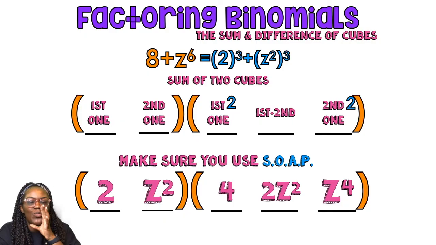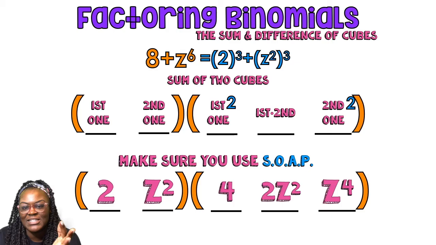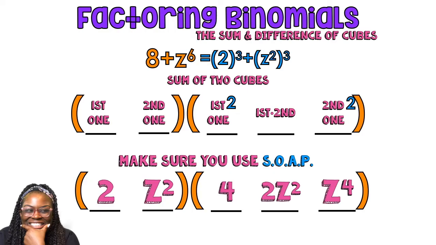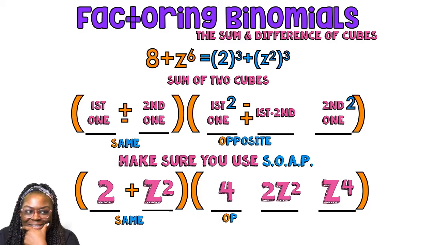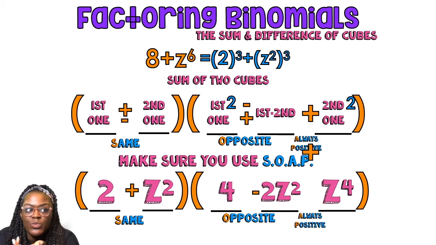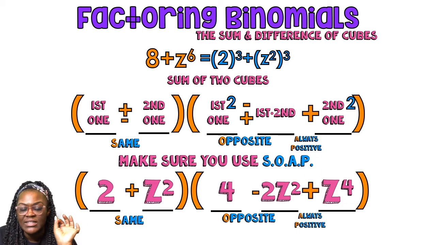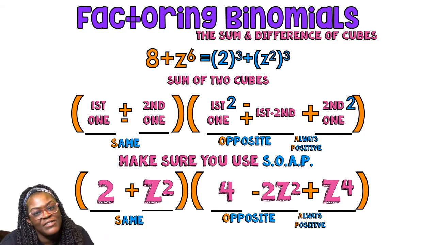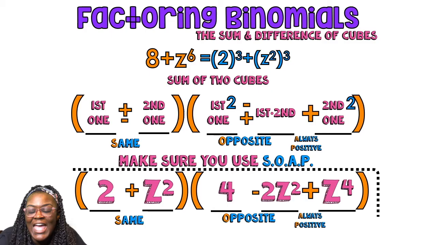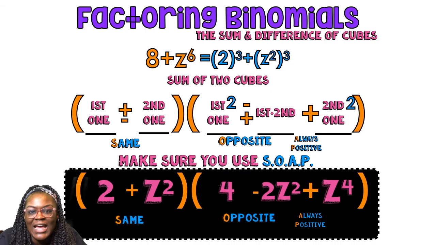First one times the second one squared. Use some soap. The more obnoxious I am, the more memorable this is, and hopefully that helps. Okay, so same, opposite, always positive. So my sign, we just did the sum of 2 cubes. So the sign stayed a plus in the binomial. And then in the trinomial, instead of a plus, I used a minus. But the last one is always a plus, no matter if it's the sum or the difference of 2 cubes. And you did that. That was you. Good job.